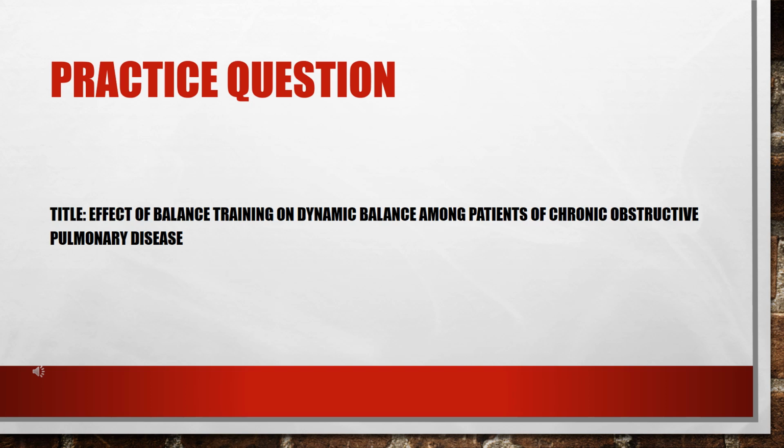Here's another example, a practice question which I would expect you all to practice. You need to frame a null and the alternate hypothesis for effect of balance training on dynamic balance among patients of chronic obstructive pulmonary disease. And it would be a single group pre-test, post-test design. I'm especially mentioning that you need to frame the hypothesis only for this particular design.